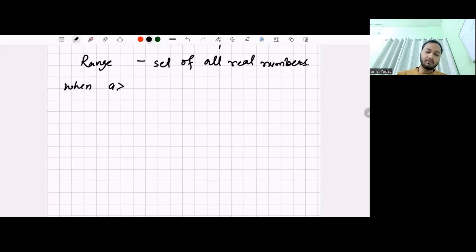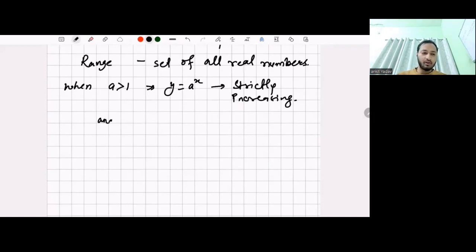when a is greater than 1, so y is equal to a^x जो है वो क्या था? Strictly increasing and when a is between 0 and 1, strictly decreasing.